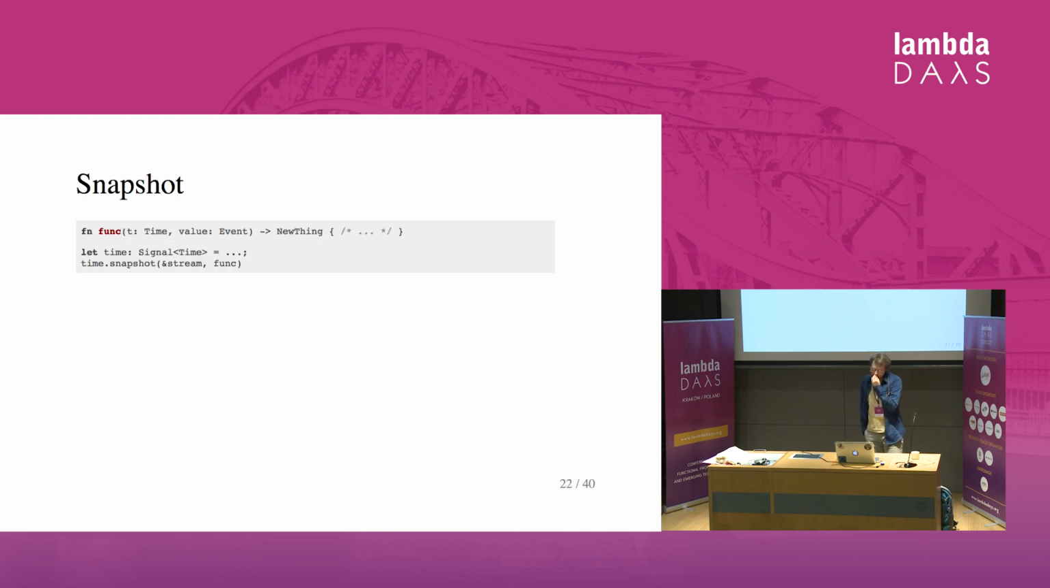Right, then there's Snapshot. This is pretty interesting because it takes a signal and a stream and combines these with a function. So in this example, I have a function that takes the time and some event, some value of a particular event type, and gets out some new thing, whatever that is. So this creates a stream, and that stream will occur every time the original stream fires, and it will combine the current value of the time at the point this event has happened with the event that came in, using the function. All right.